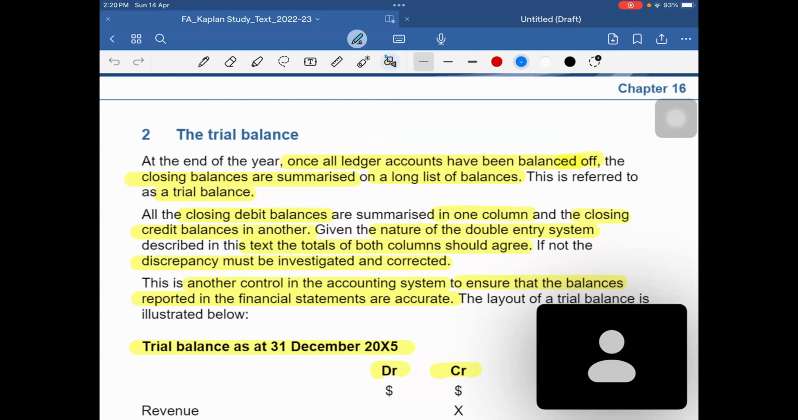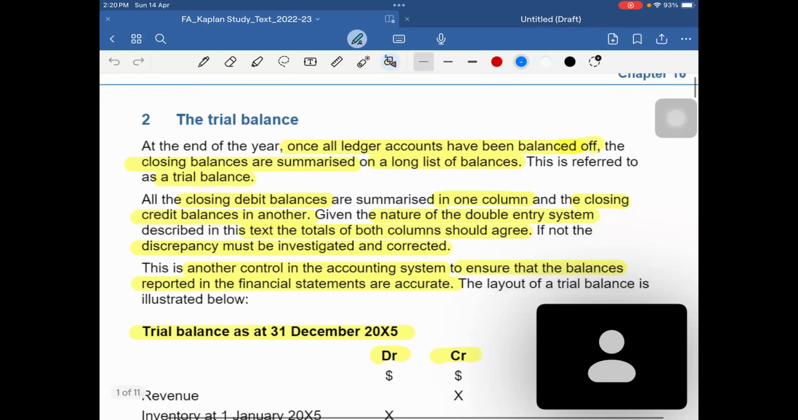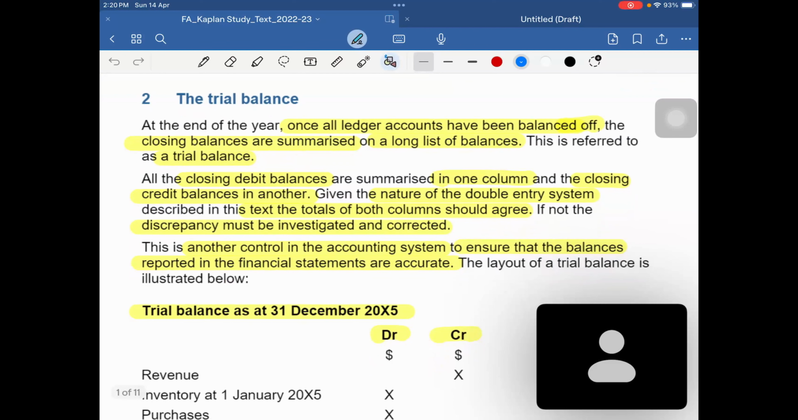Once all the accounts are done, the steps are like this. You provide double entries, you create the ledger out of them, you balance the ledger, and the balances are taken into the trial balance. If everything you have done is correct, then the total of the debit and the total of the credit should agree with each other. If they are not agreeing, that means some mistakes have been committed and you have to correct them.